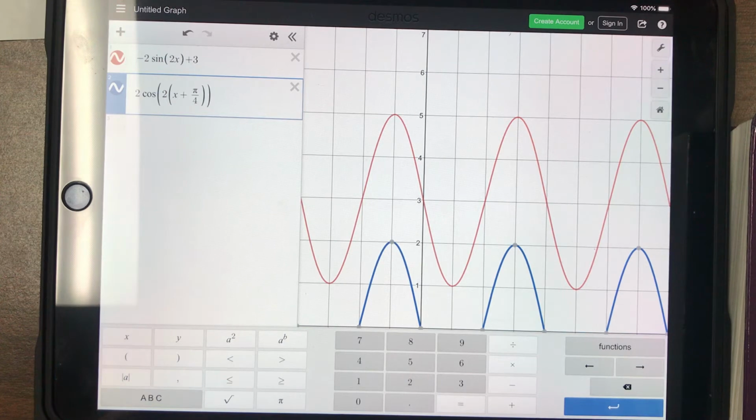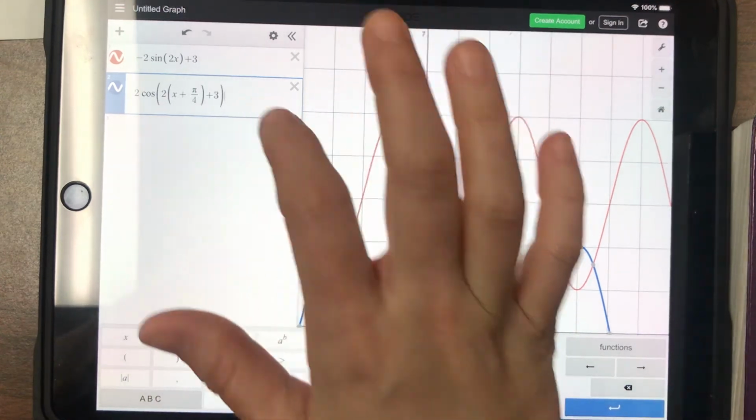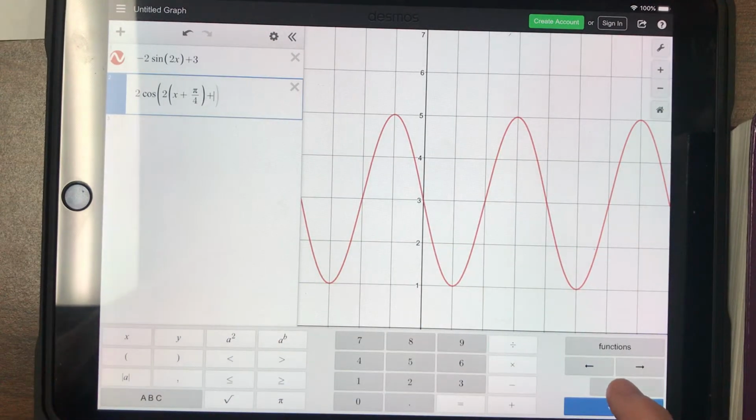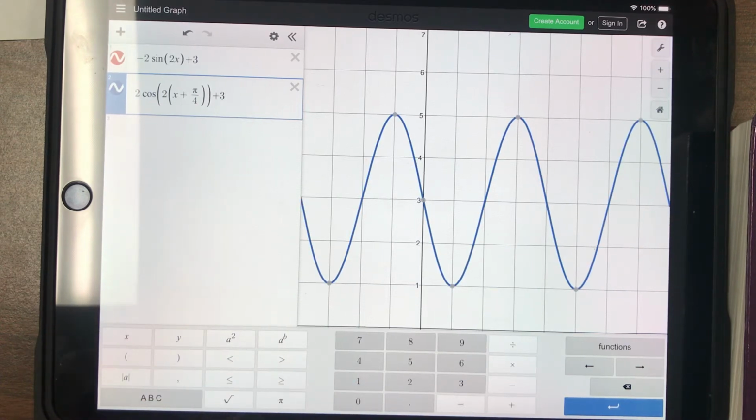Okay, now we're looking good. And then I needed to say plus 3. Oh, that tells me I did something wrong. What's wrong here? Let's close that parentheses. Plus 3. There we go. Okay, so now I know that my two graphs are the same.